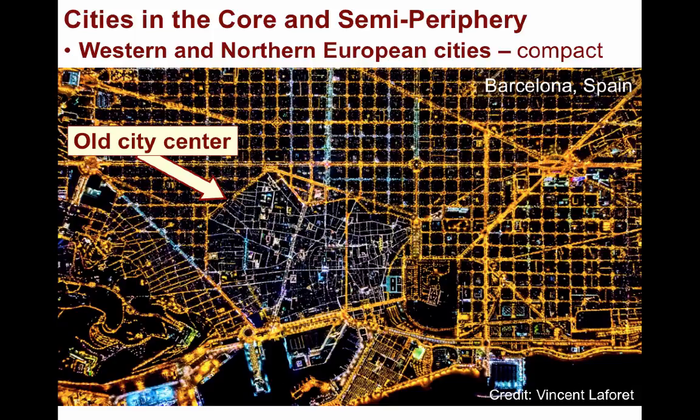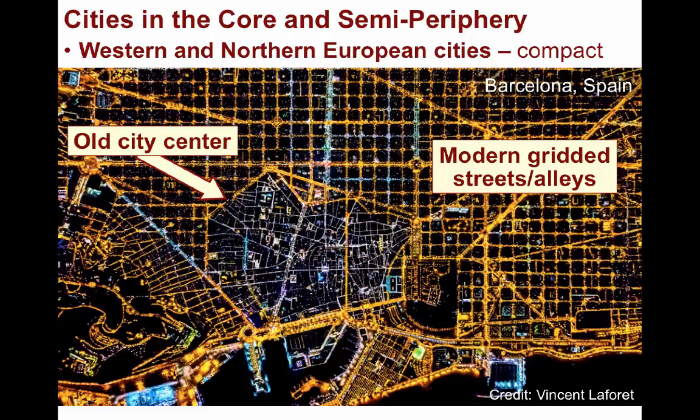You can see the original city center in this image of Barcelona at night, but you can also see the gridded and better designed modern city streets outside the original core. As more European states are unitary, the central governments have had more influence on urban planning than in the United States, and they have made efforts to restrict outward growth.